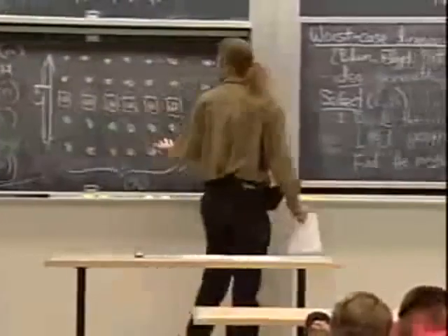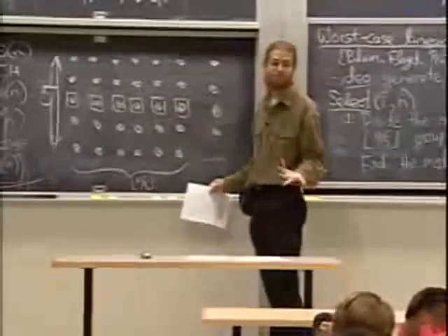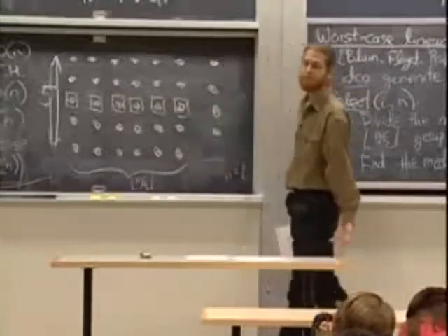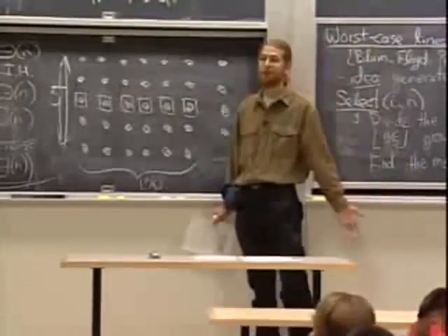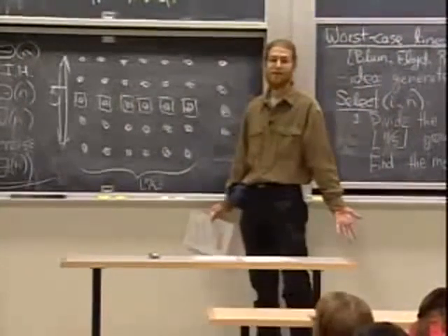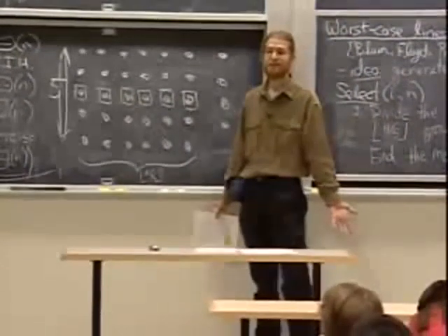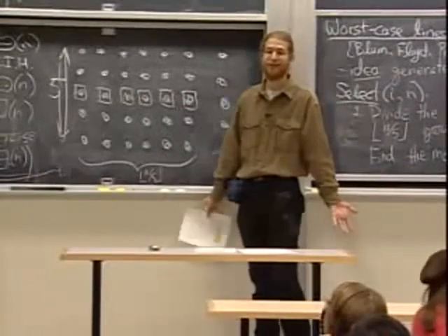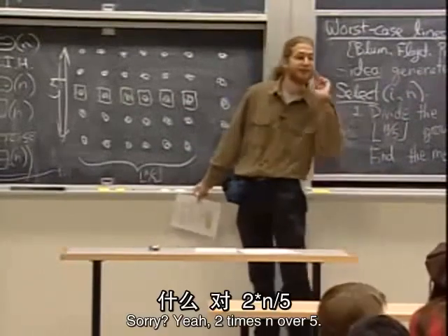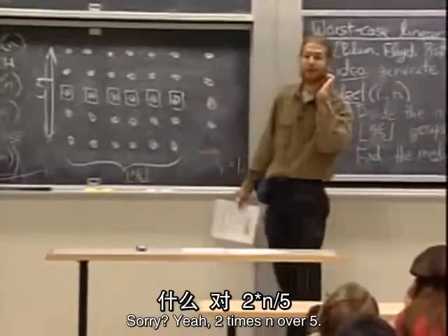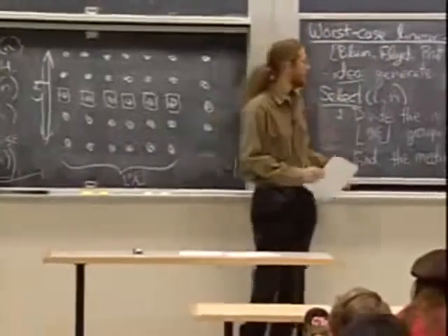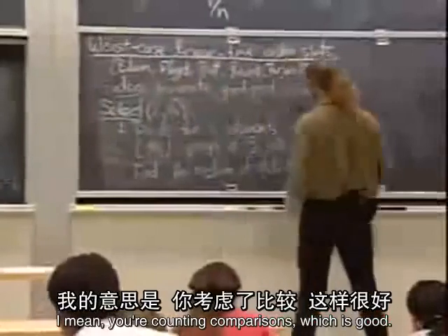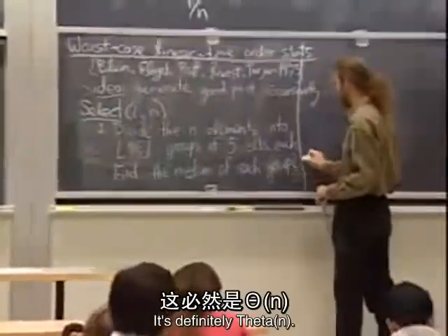I compute them. How long does that take me? N over 5 groups, each with 5 elements. Compute the median of each one. Yeah, 2 times n over 5. It's theta n. That's all I need to know. Okay, it depends. I mean, you're counting comparisons, which is good. But it's definitely theta n.